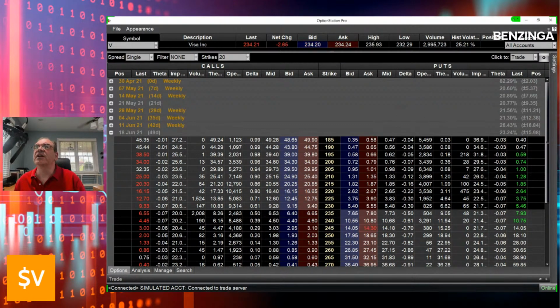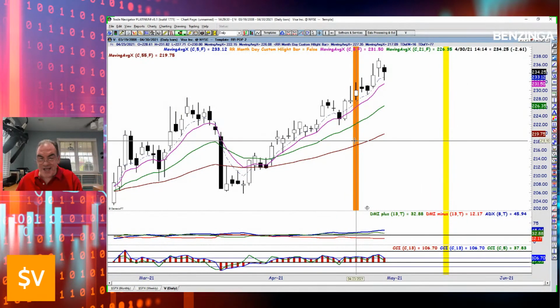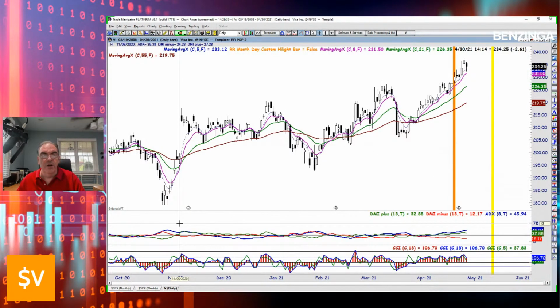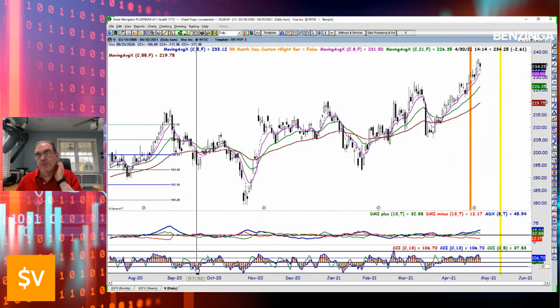All right, let's see. Using the 1 year, 1 day chart on Visa. Okay, yeah, so I use a daily chart. My daily chart is this right here. I'm zoomed very tight for you guys right now, but normally the view that I take on my chart is somewhere between here and here.